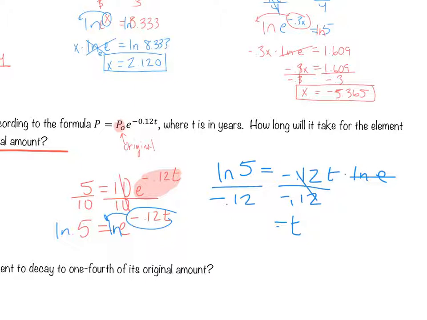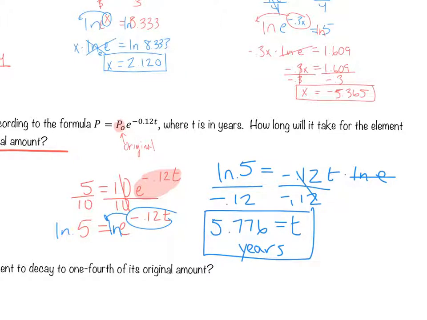Let me go back there. I knew that didn't look right. I forgot that it's the natural log of 0.5. There we go. When you do the natural log of 0.5 divided by negative 0.12, this answer should make a little more sense. And it does. So we end up with t equaling 5.776 years, since time was in years. That means this particular element would decay to half of its original amount after 5.776 years.